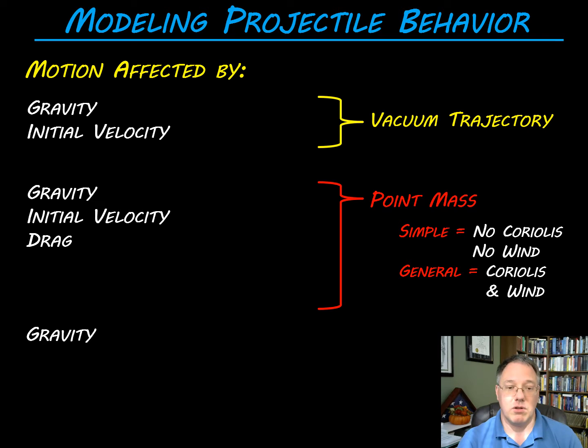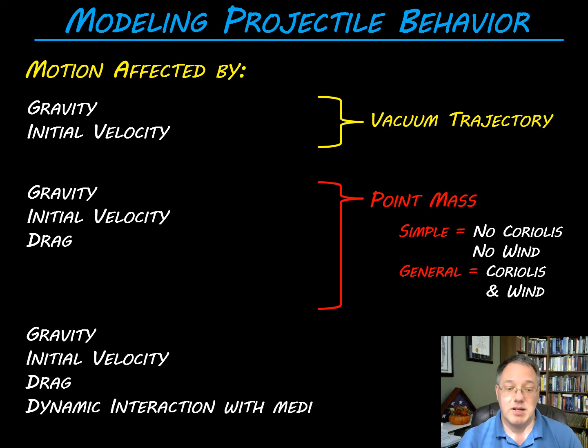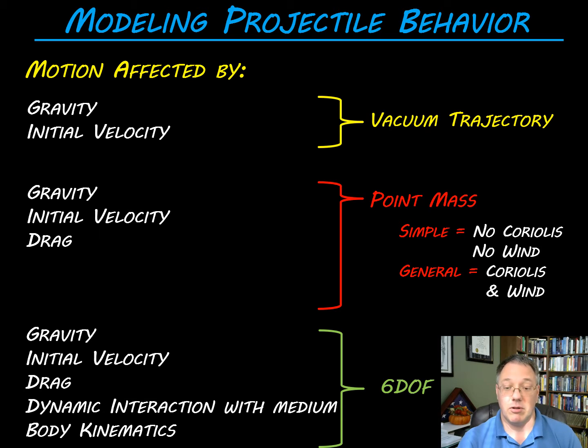We can also look at a model with gravity, initial velocity, drag, and then the dynamic interactions of our body with the medium. How does the body move around? We call that body kinematics, and that is what we call a 6 degree of freedom model. Because we have 3 degrees of freedom for location, but then we also get another 3 degrees of freedom for the orientation of the actual projectile body.